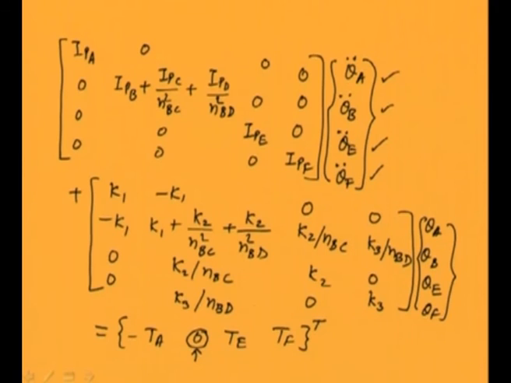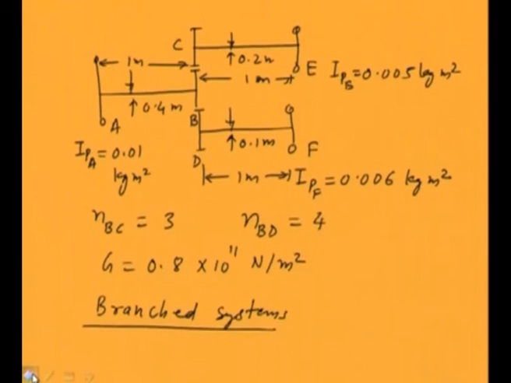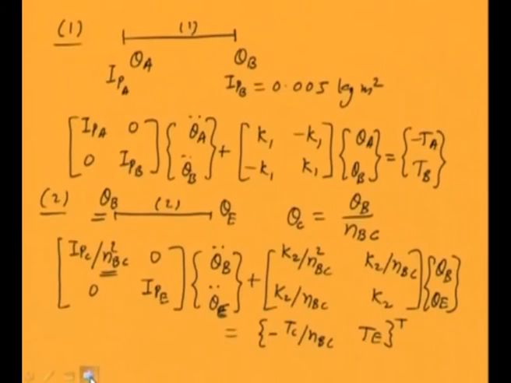Now if we apply the boundary condition, we have the boundary condition that the end A is free, so this torque will be 0, and E is also free, so this is 0, and F is also free, so all these torques are 0. We will go back to the, here you can see this, and E is free and F is free also, and A is free, so torques will be 0 at these ends.